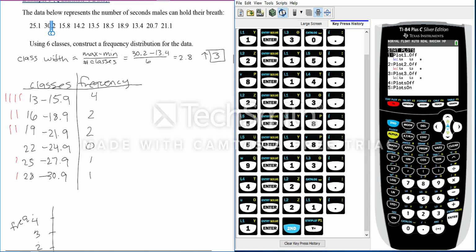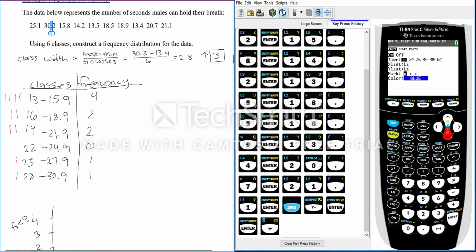Once you're done putting the data under the table, go to second and go to stat plot. Hit enter on the first one. If it's on off, make sure that you click on enter to turn it on. Go down to the type, and then under the type we're going to go to the third category, which is a histogram. Hit enter on the histogram. Make sure that the X list says L1. Frequency should also be 1.